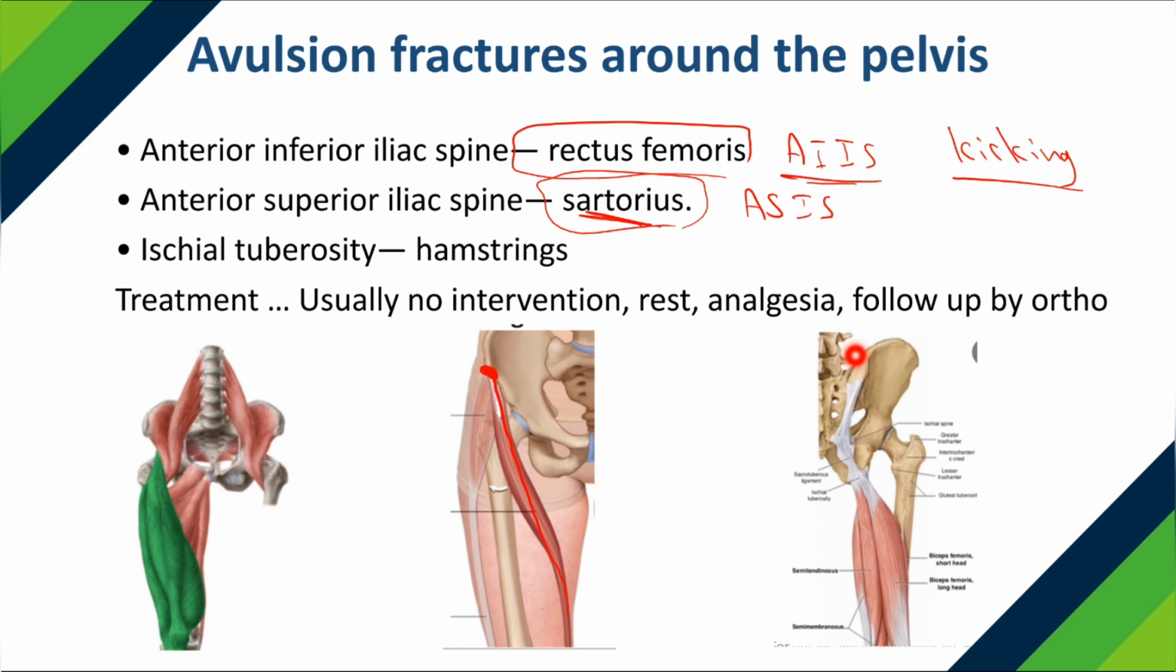In both of these, the treatment usually is conservative. You have to refer to the orthopedician. And we have the ischial tuberosity. The ischial tuberosity is attached to the hamstring muscle. So strong contractions like sprinting or jumping can lead to the hamstring pulling on the ischial tuberosity. This leads to an avulsion fracture and can be conservatively treated. There is usually no intervention, treated by rest, analgesia, and follow up by the orthopedic team.